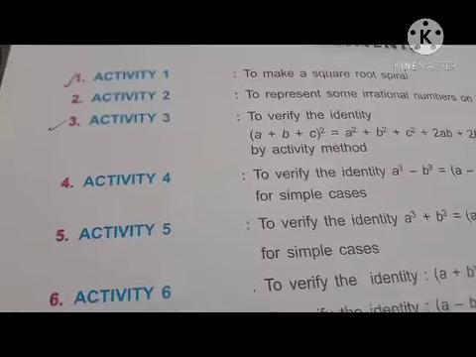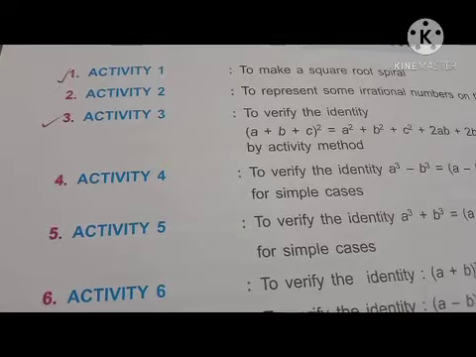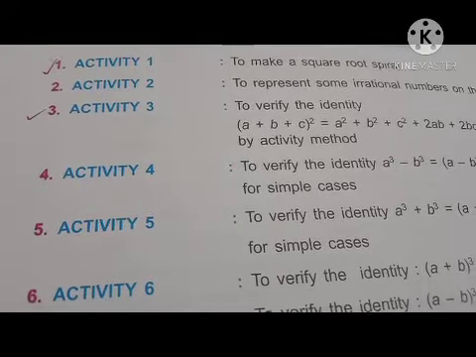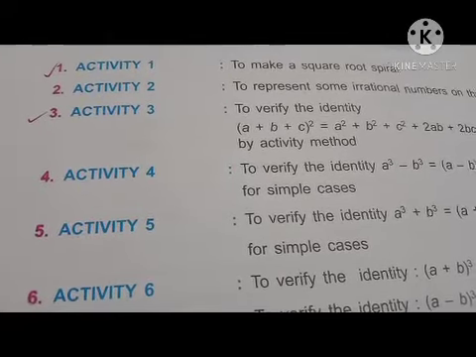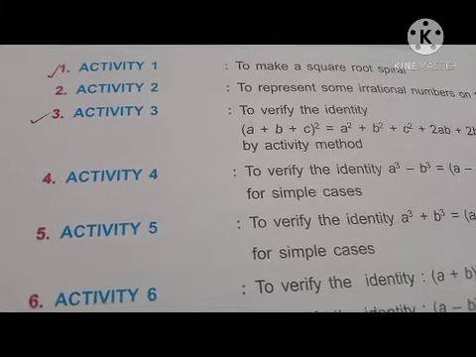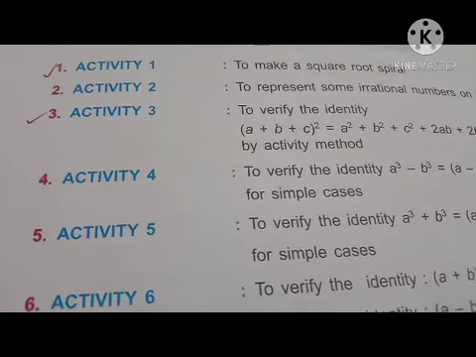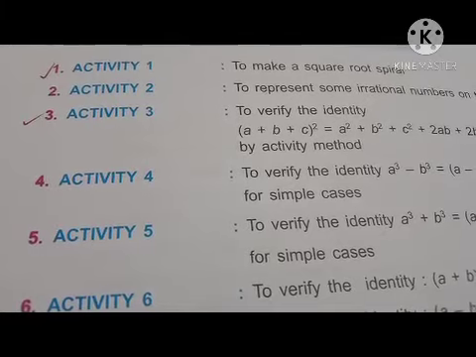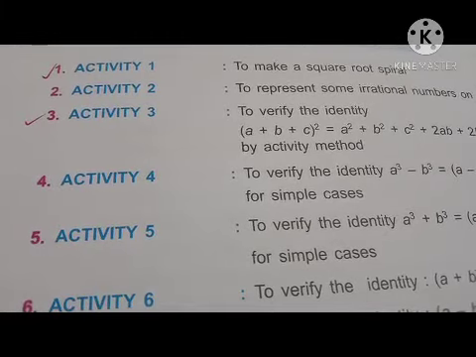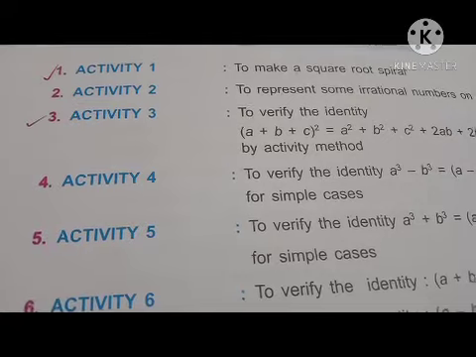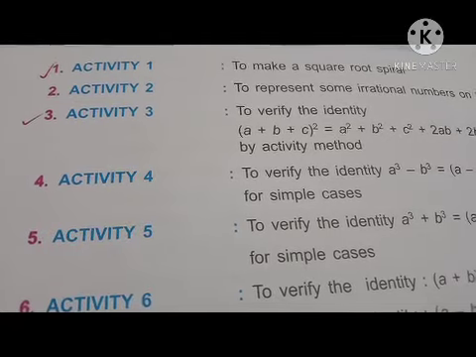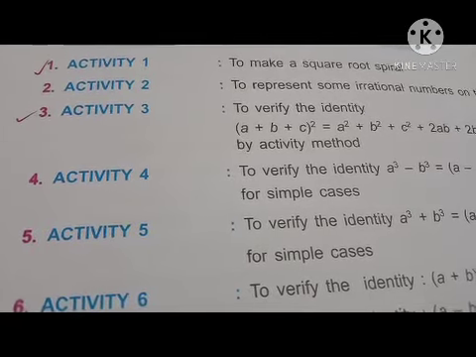Okay. Subject enrichment activity. Your subject enrichment activity is already given in the Google Classroom. That is same as your activity 1. Here the activity 1 is same as your subject enrichment activity. So you have to write the same on an A4 sheet and submit through mail ID after making it as PDF. Okay.